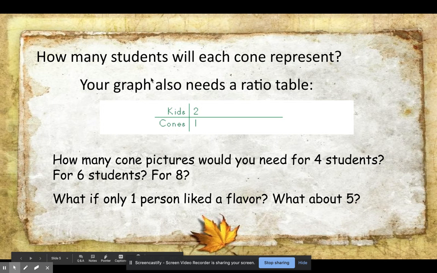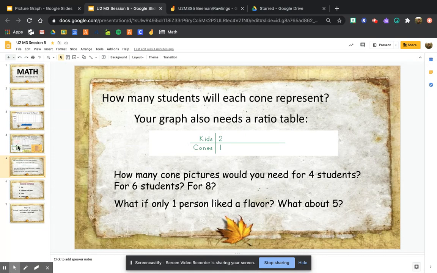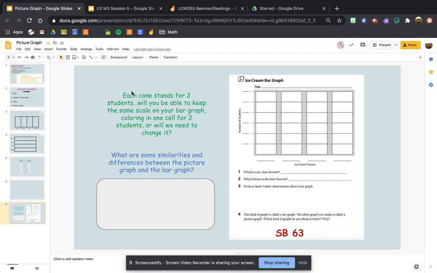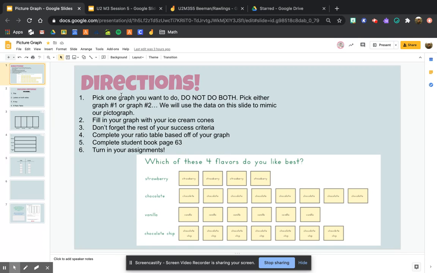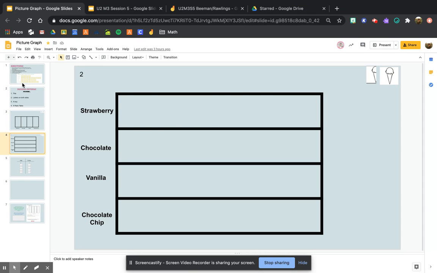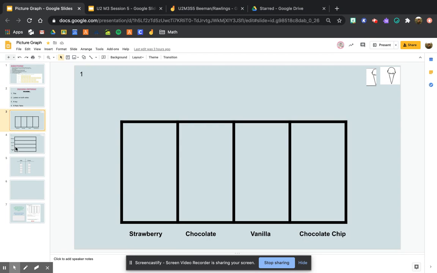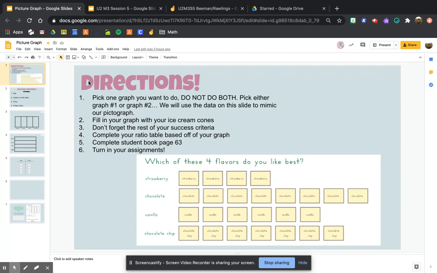We're going to be using our other slideshow to help with this. So what's going to happen is you're going to have your directions. It says pick 1 graph you want to do. Do not do both. So we have an option on the side right here. You can either do a graph this way or you can do a graph this way. Do not do both. You pick 1. You either pick graph number 1 or graph number 2.